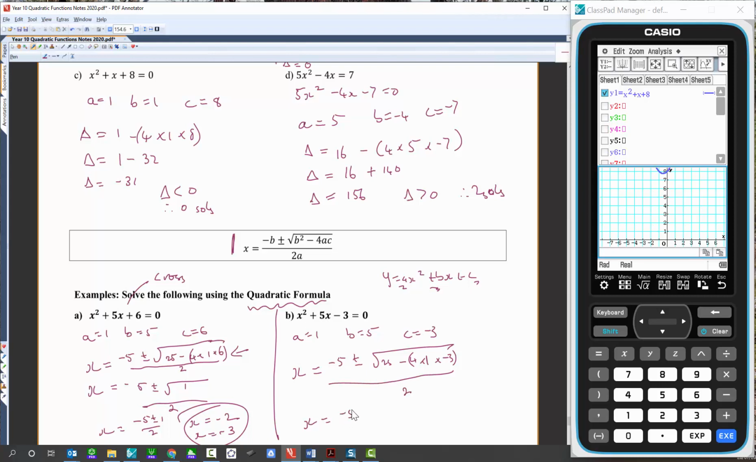X equals -5 plus or minus. Right, so this is going to be 4 times 1 is 4, 4 threes are 12, -12. That's going to be 25, 37 on 2. Right, and there's nothing else we can do with that. That's the answer, and we've got it in one step. Well, 1, 2, 3 steps.